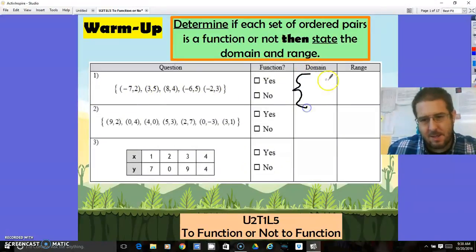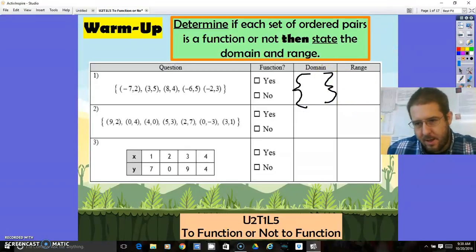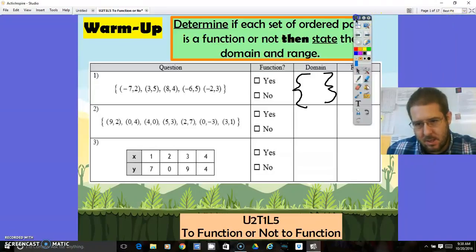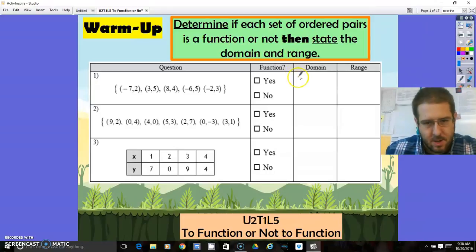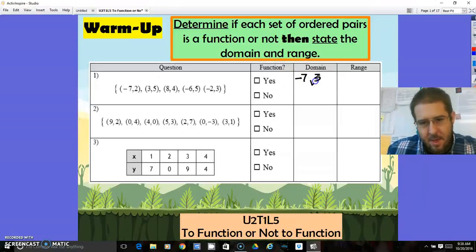What is a domain? Domain is just a list of all the possible x's. All right, so usually I put brackets, but you know what? For the time being, I'm just going to list the numbers because there is already a box to write in. So I'm just going to list all the numbers right here. So we got -7 is the first x, then 3, and then 8. Don't forget to have your commas because otherwise you won't be able to tell the numbers apart.